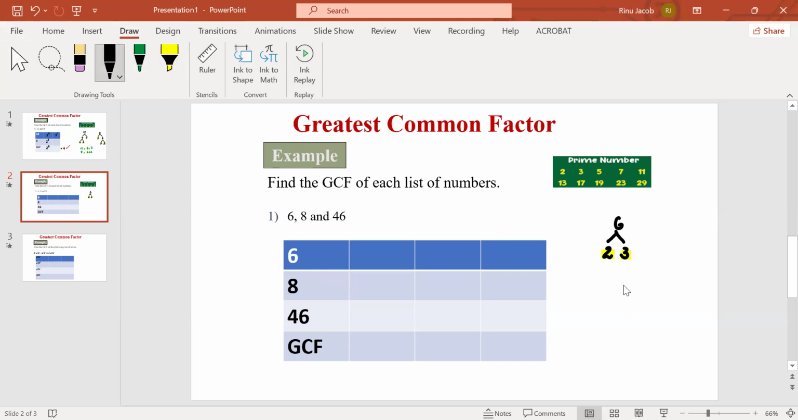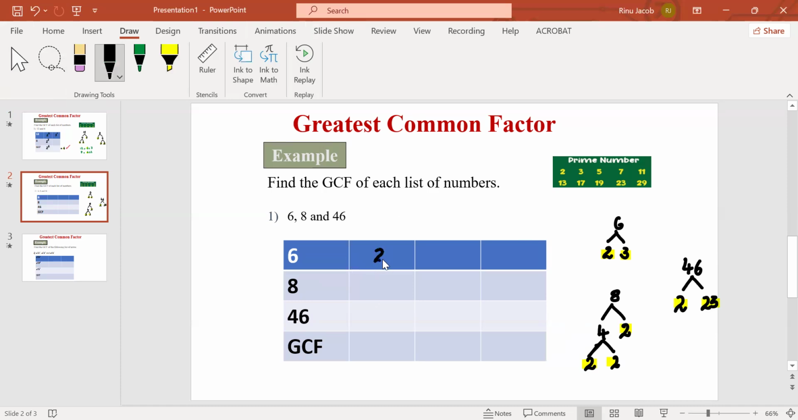Let's focus. We have 8. 8 is 2 and 4. And 4 is again 2 and 2. So that means we have our factors ready. Then comes 46. 46 is 2 and 23. You can see that 23 and 2 both are in the prime number list. So I'm going to highlight both. So that means we are all set.